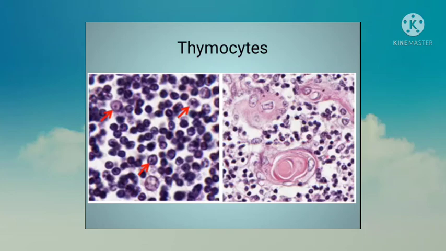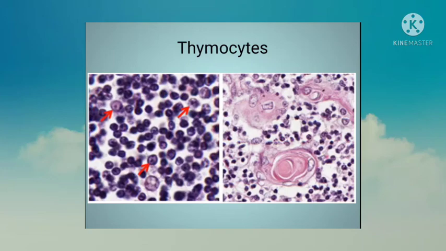Next, the corpuscles of Hassall. These are small rounded structures present in the medulla of the thymus. Each corpuscle has a central core formed by epithelial cells that have undergone degeneration. These cells ultimately form a pink staining hyaline mass.